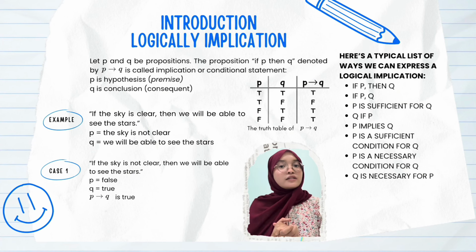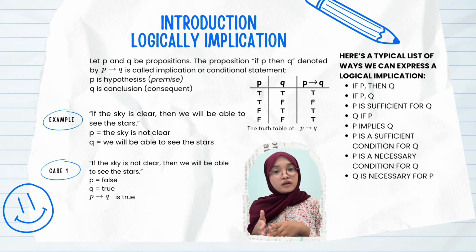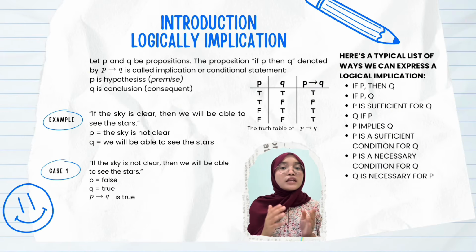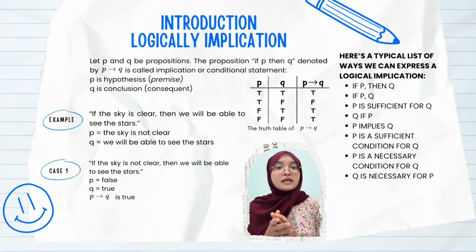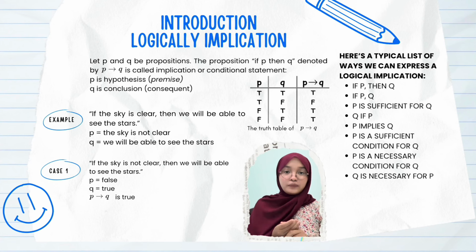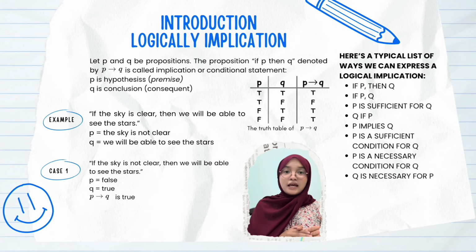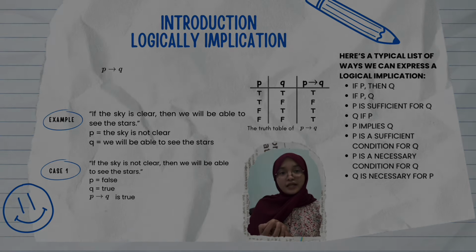Now, let's look at case 1. If the sky is not clear, then we will be able to see the stars. In this case, P is false and Q is true. According to the truth table, when P is false and Q is true, the statement P implies Q is true. Lastly, logical implication can be expressed in several different ways, such as if P then Q, P implies Q, P is sufficient for Q, and Q is necessary for P. Even though the wording is different, all the statements have the same logical meaning. That's all for the introduction to logical implication.